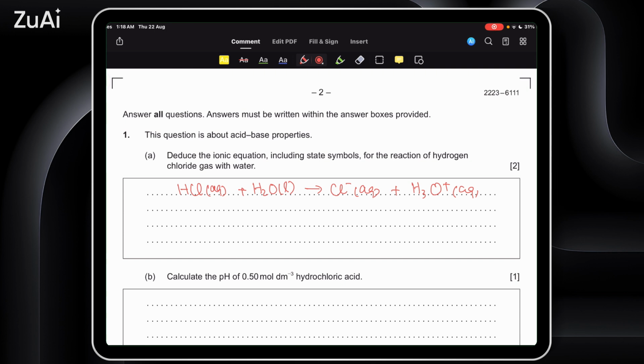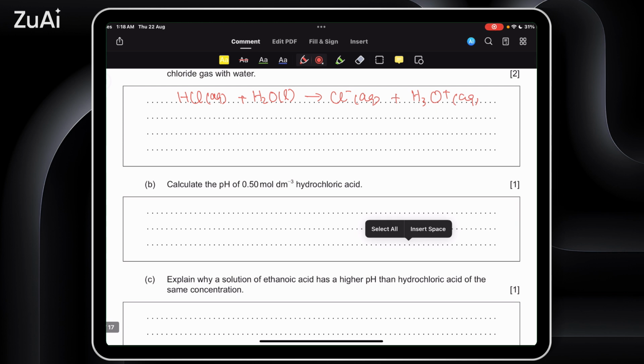So that's the equation. Now calculate the pH. We have to find the pH. The formula is pH is equal to negative log of hydrogen ion concentration. So negative log of 0.5, which is 0.3.